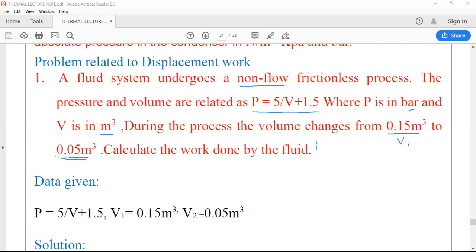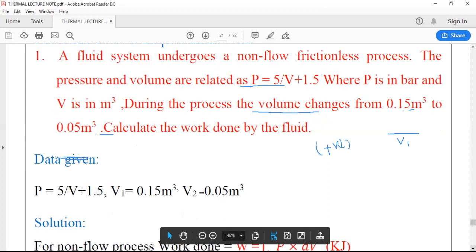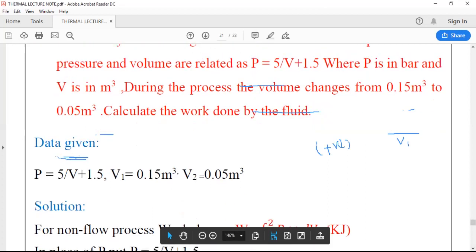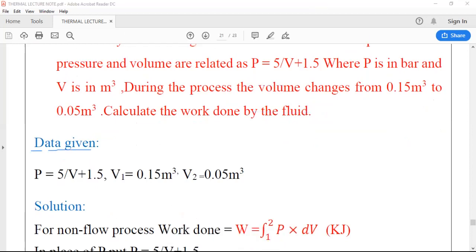Work done by the fluid is a positive quantity, so we have to find out the work done. Before solving the problem, we should know how to go about solving it. First you have to write the data given. So what are the data given? Pressure is related to volume as P = 5/V + 1.5, where initial volume V1 is 0.15 meter cube and final volume V2 is 0.05. Then we go for the solution.